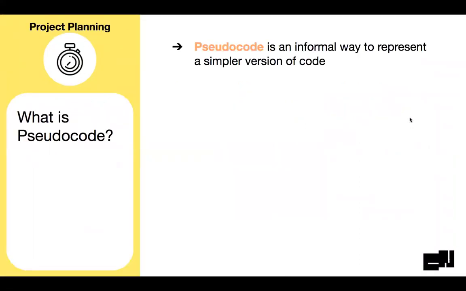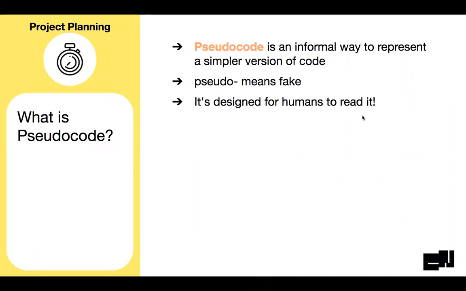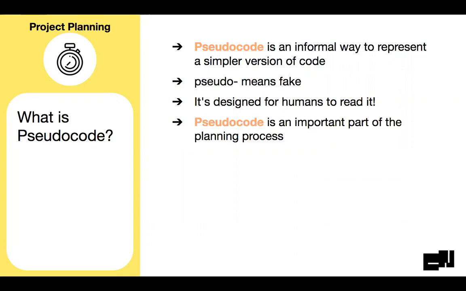Okay, pseudocode is an informal way to represent a simpler version of code. So the word pseudo means fake, means not real, okay? Like you might have heard the term pseudoscience. Pseudoscience means it's not real science, okay? And the idea is that pseudocode is you writing out the code basically more or less in plain English or in simpler terms before you've written the actual code. And the idea is that it's easier for humans to read that. And because it's easier to read, it's easier for you to build.